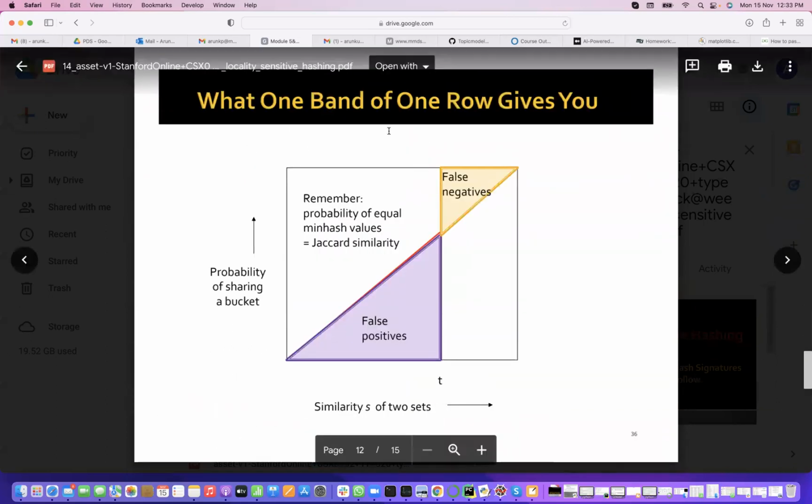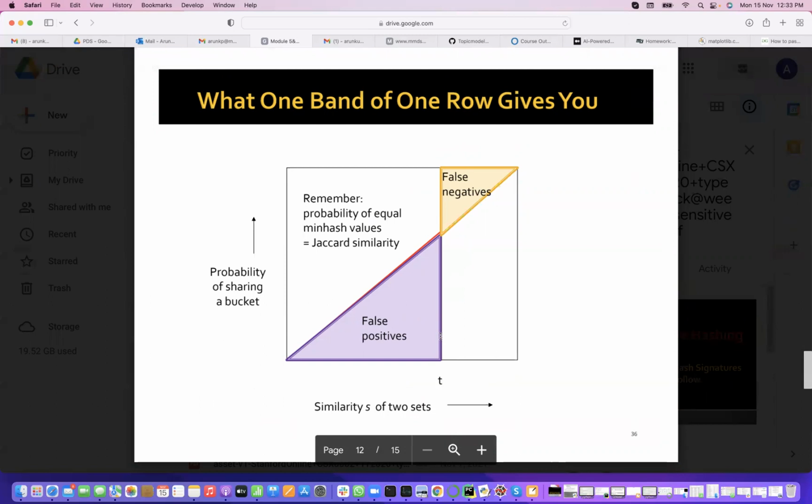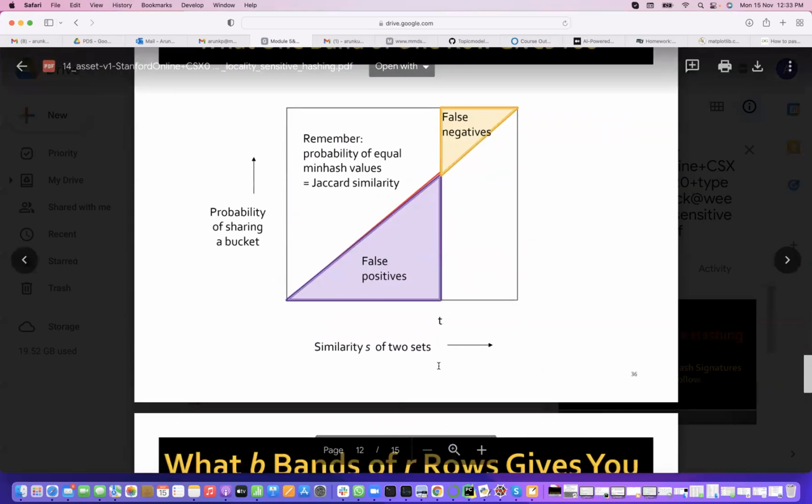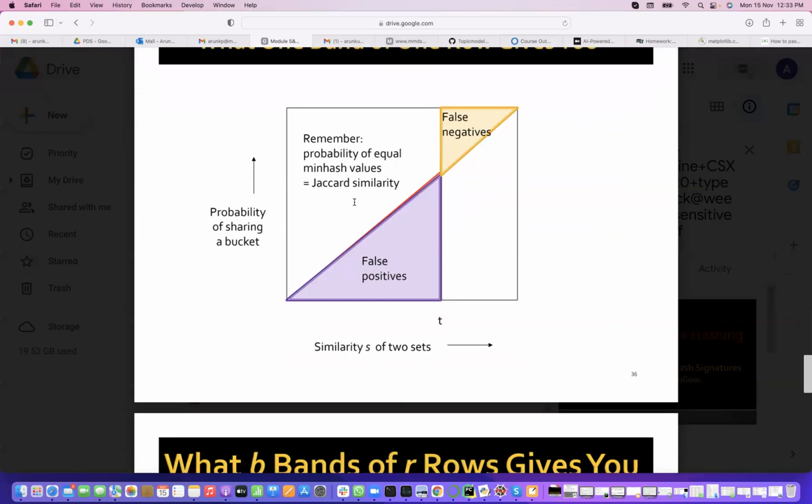So what one band of one row gives you, the similarity of two sets, this T you are putting, then you may get some false negatives and false positives. What is our optimization? We should reduce both, right? We should reduce false negatives also, false positives also. That may depend on your T. So remember, probability of equal min hash values equal to Jaccard similarity.